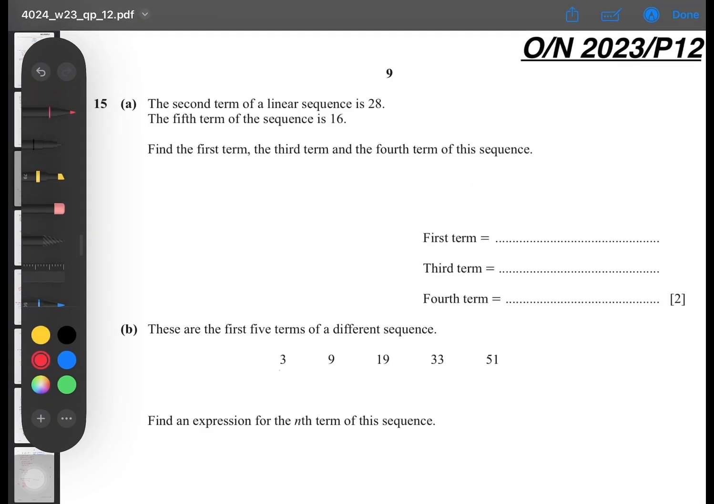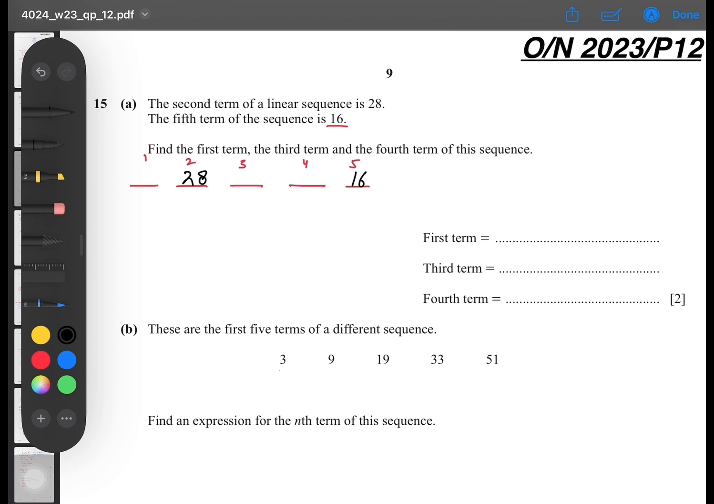Question number 15. The second term of a sequence is 28 and the fifth term of the sequence is 16. Find the first term, the third term and the fourth term of the sequence. So first of all, I will make the 5 terms of the sequence, that is 1, 2, 3, 4 and 5. So the second term is 28 and the fifth term is 16.